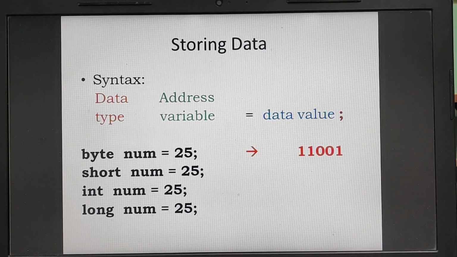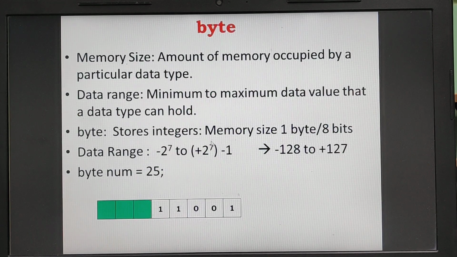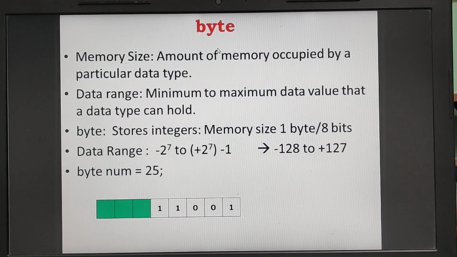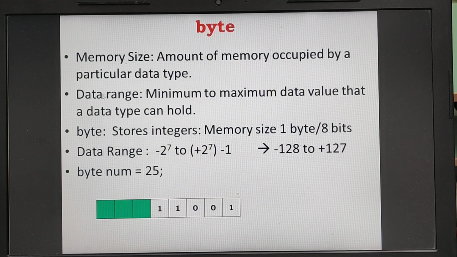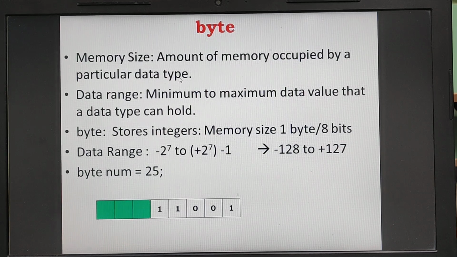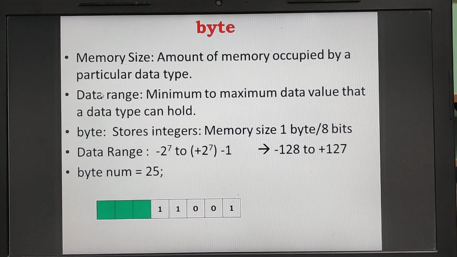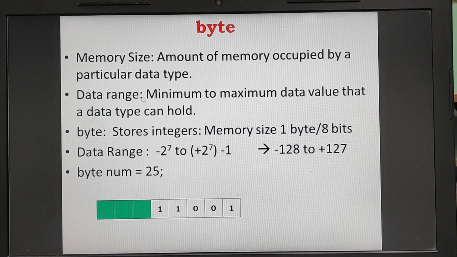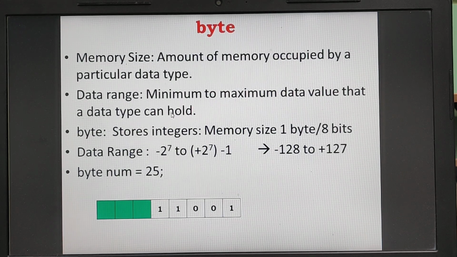As a programmer, you need to know which one to pick out of them based on what the value is. So let us understand and explore further. If it is byte, then as a student we need to know two basic things. Every data type will have a memory size and a data range. A memory size is the amount of memory occupied by a particular data type. So byte has a memory size, and each memory size also stores a particular data value which has a data range, which is the minimum to maximum value that a data type can hold, how much I can store.